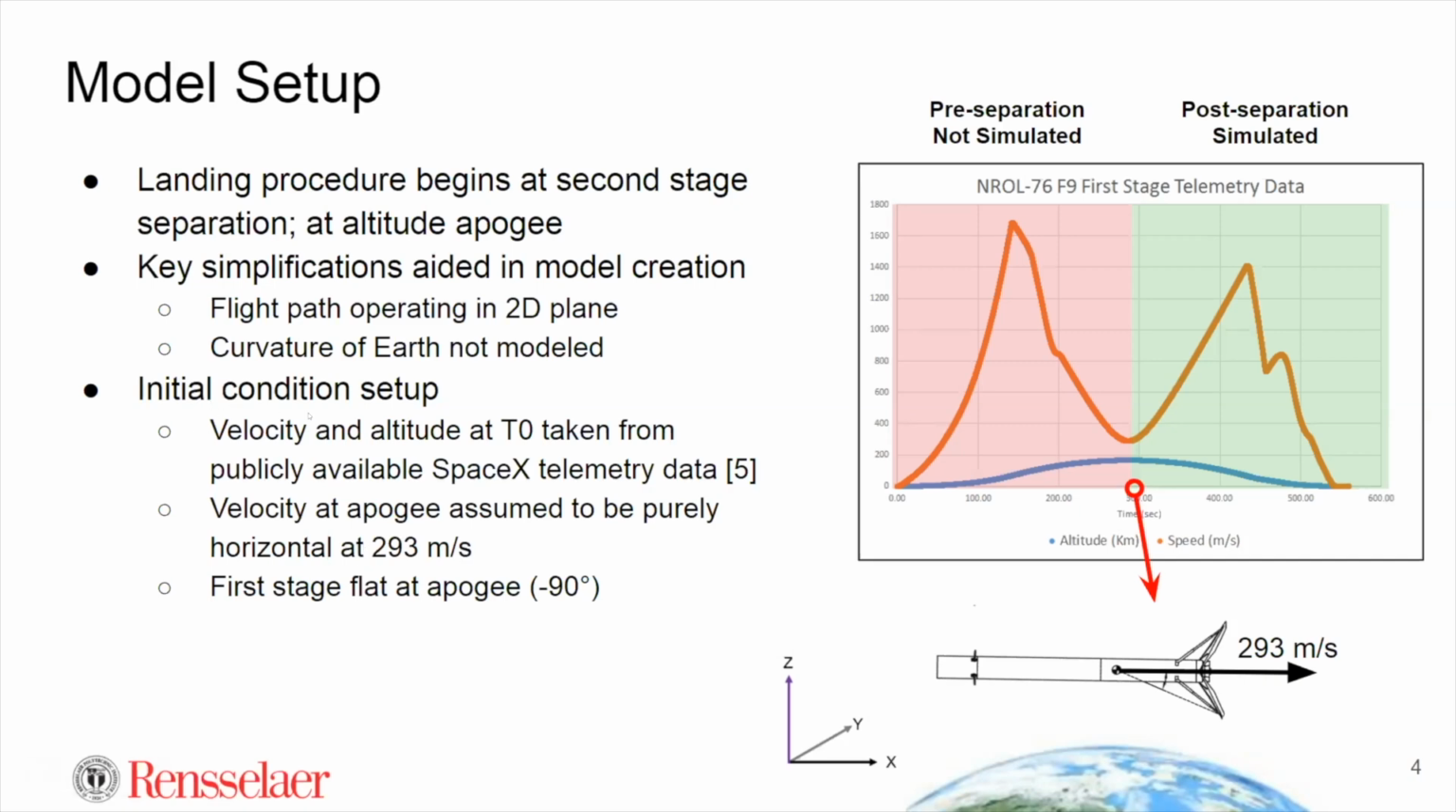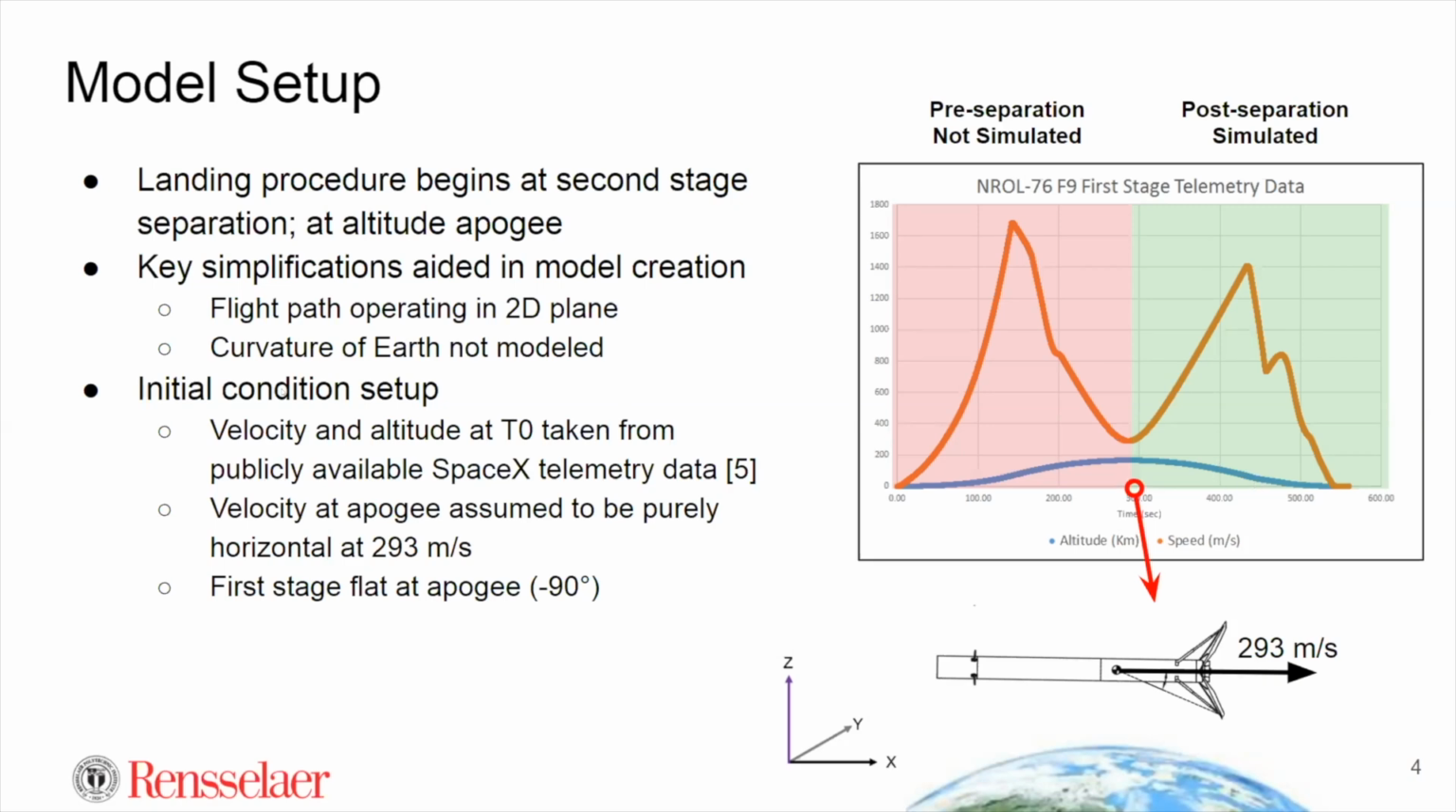So now we'll get into initial condition setup. Turn your attention over to this chart on the right here. This is showing actual telemetry data from a SpaceX rocket launch. On the left in red, that's the launch phase. And on the right in green, that's the landing phase that our team's trying to model basically. In this orange curve here, this is velocity, blue is position or altitude.